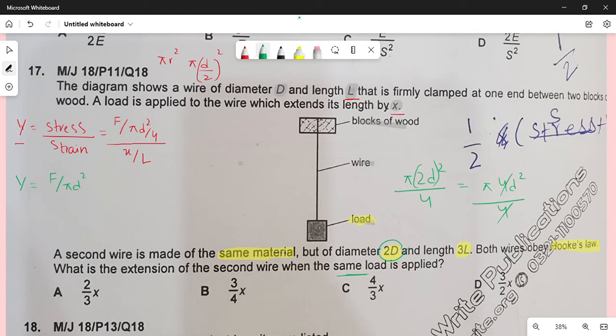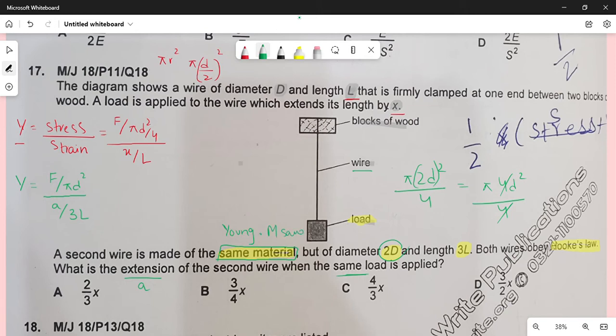So you are taking the cross-sectional area of the wire, pi d squared, over the extension. We have to find the extension, so we assume the extension as a, and the length is 3L. Now you should know one thing: if it is made up of the same material, it means Young modulus is the same for both.